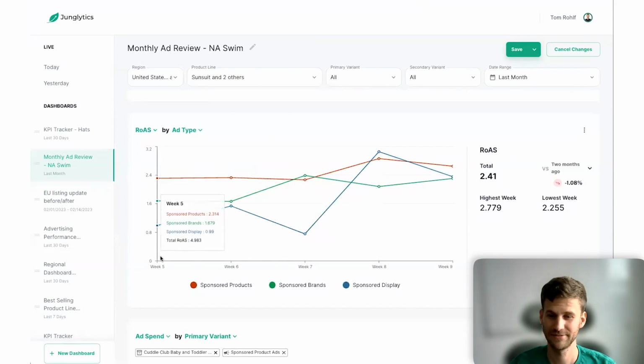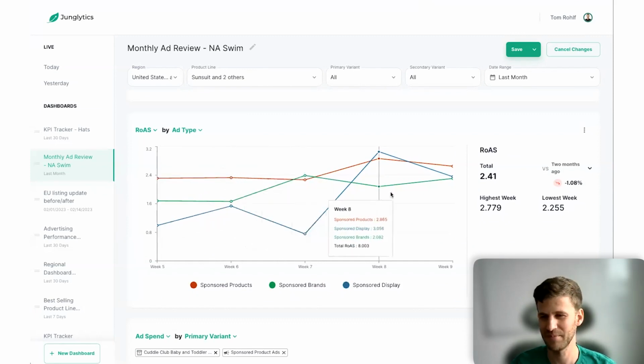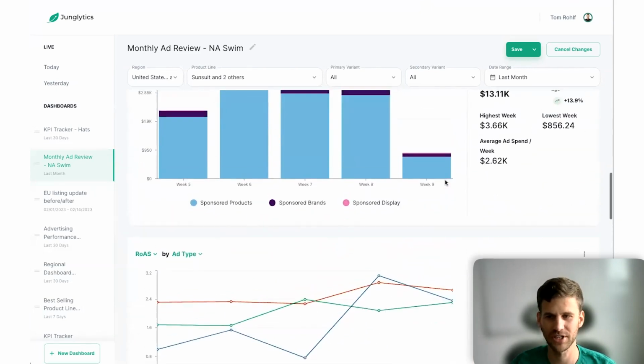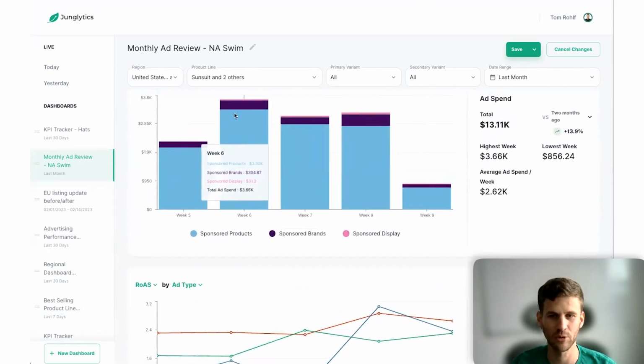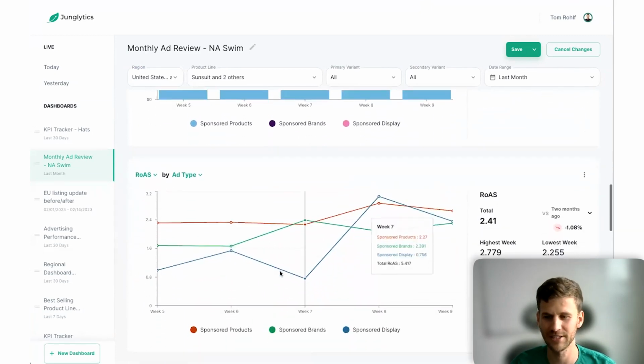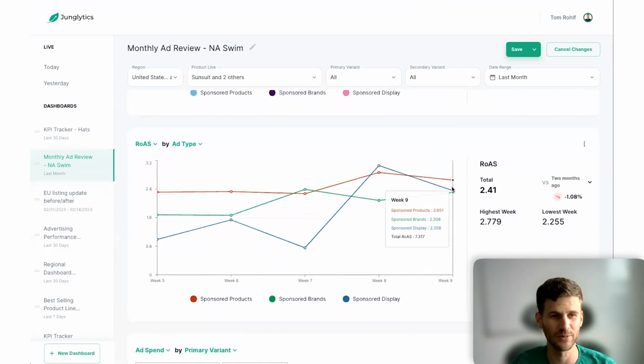In fact, I forgot that this was here. Here we have it, ROAS by ad type, right on schedule. So we can see that we're actually fairly flat between them. So I would suggest that maybe we should be spending more money on those other ad types to see if we can boost the volume of sales via those ad types, given that they're performing at a relatively consistent rate.